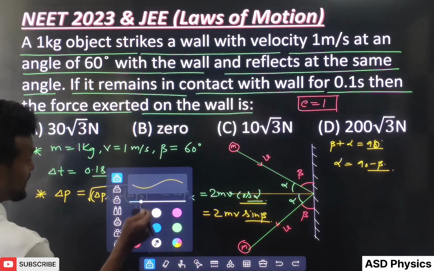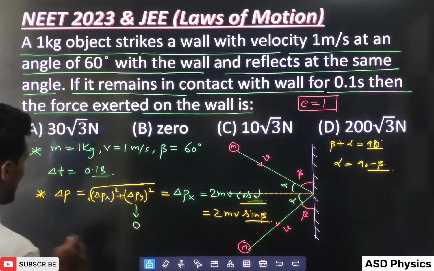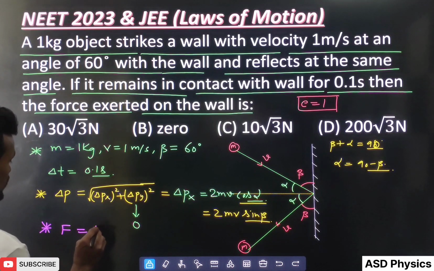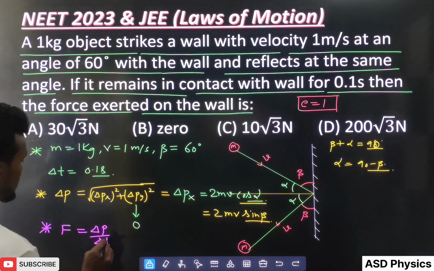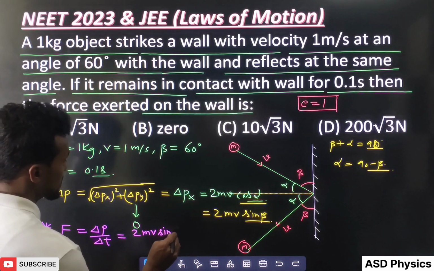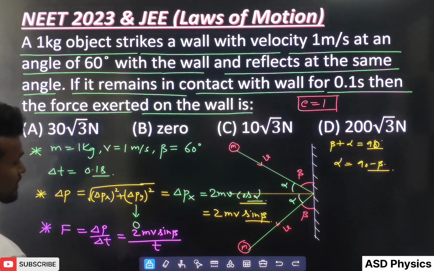After that, the next basic is Newton's second law of motion. The force is equal to the change in momentum divided by the time interval. The change in momentum is 2mv sin beta, divided by the time interval, or we can write delta t.